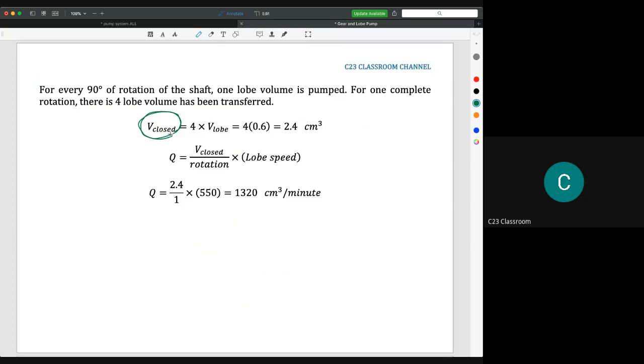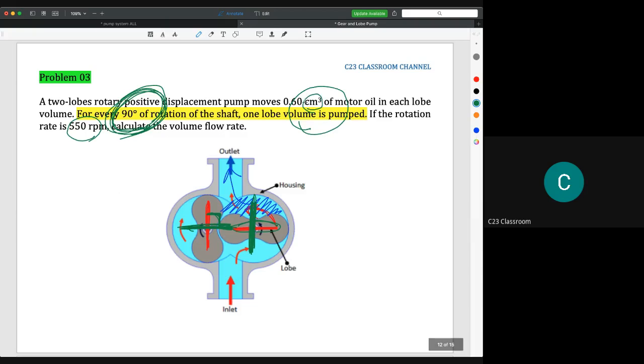Because we have, every 90 degrees, a certain volume of water being transferred, so for one rotation, meaning 360 degrees, we have 4 times. So we have 4 times 0.6, which gives 2.4 centimeter cube. Why do we use centimeter cube? Because in the question they give the unit in centimeter cube, so we just use the same unit, and that is okay.